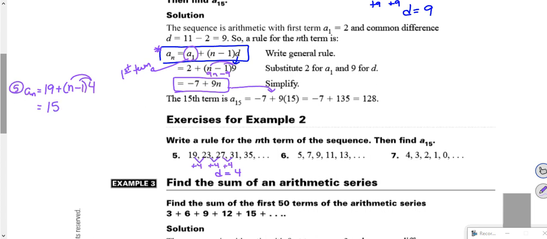So this is 15 plus 4n, or 4n plus 15 is how I usually write it. I'm trying to do it the same way as the book, but I'm probably going to screw that up. So a sub n, here's my rule.